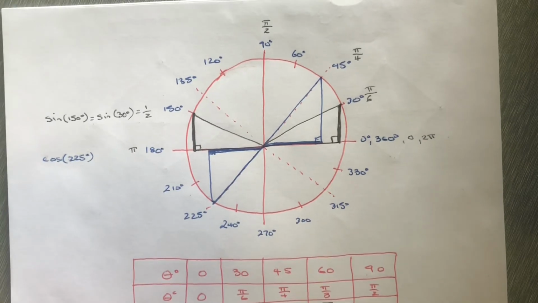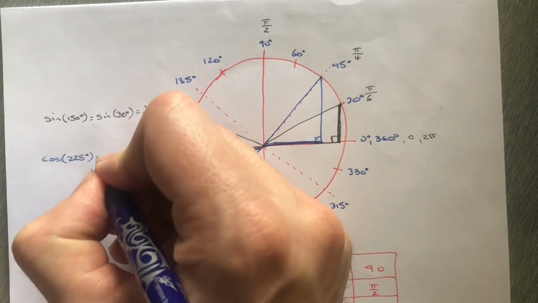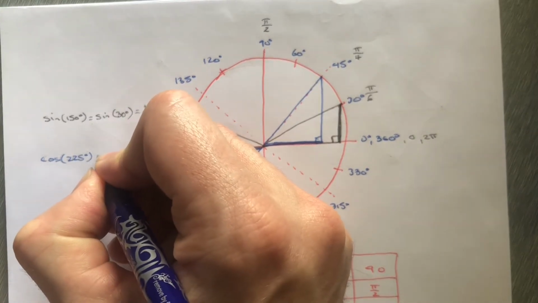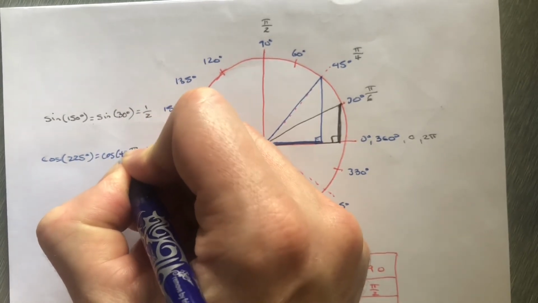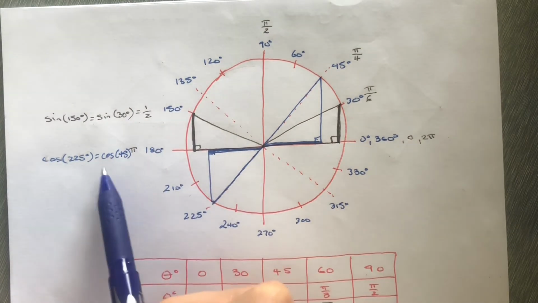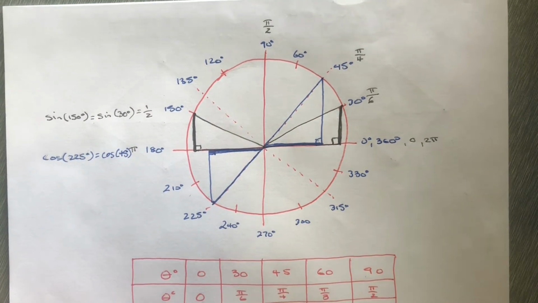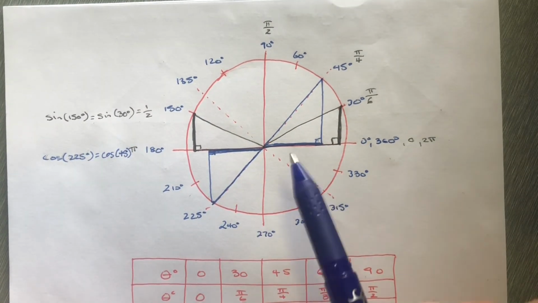So I can say that it's sort of equal to cos 45, except there's actually one difference. So what I've written here isn't actually right. So cos is horizontal, isn't it? So remember, this is an axis.